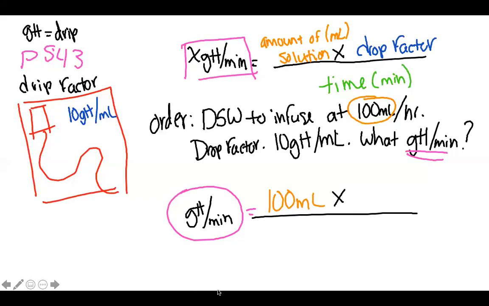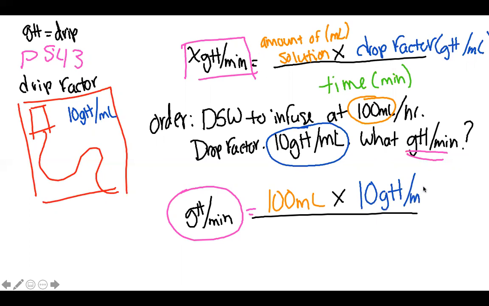Next, I need to find my drop factor. So this is something that's going to be marked GTT per ml, and that's going to be provided in your problem. So what is given in this problem? D5W to infuse at 100 mLs per hour with a drop factor of 10 drops per ml. So what's our drop factor here? It's going to be something that's GTT per ml within this problem. Good job, guys. So 10 GTT per ml. So I'm going to write this here. This is my drop factor, 10 GTT per ml.